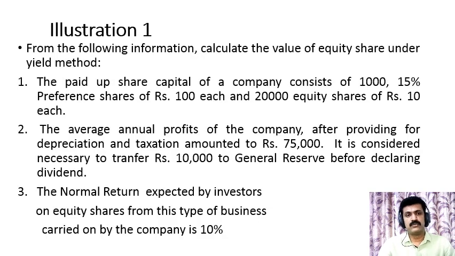Now let's move on to an illustration. From the following information, calculate the value of equity shares under yield method. The paid up share capital of the company consists of 1,000 15% preference shares of rupees 100 each and 20,000 equity shares of rupees 10 each. The average annual profits of the company after providing for depreciation and taxation amounted to rupees 75,000. It is considered necessary to transfer 10,000 to general reserves before declaring dividend. The normal return expected by investors on equity shares from this type of business carried on by the company is 10%.